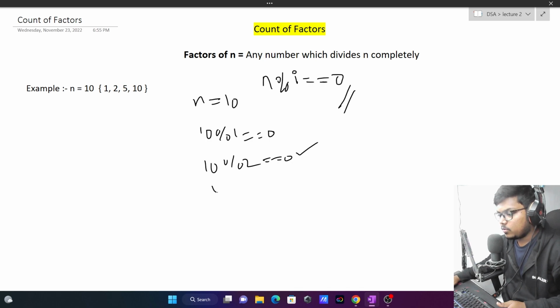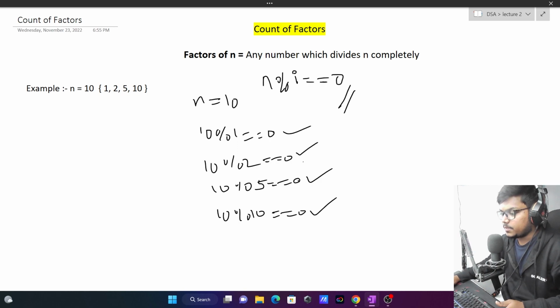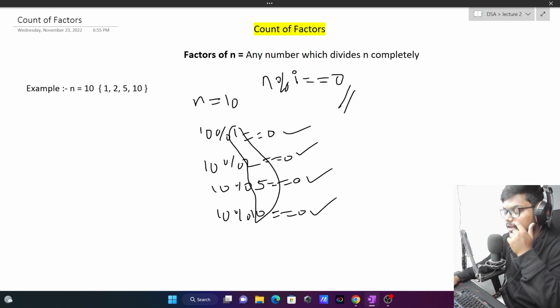Now 10 modulus 5 equals 0. Is it completely divisible? 5 2s are 10. Yes, there are no remainders. Now 10 modulus 10, is it completely divisible? Yes, 10 ones are 10, no remainders, so it is completely divisible. So these are the factors: 1, 2, 5, 10 are the factors for n equals 10.